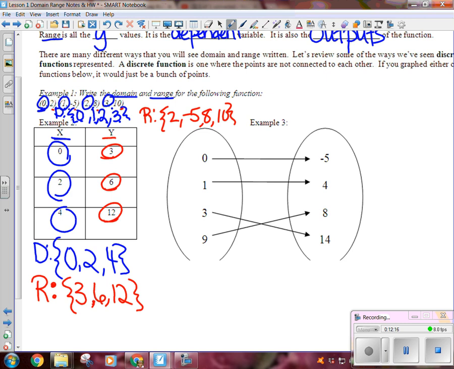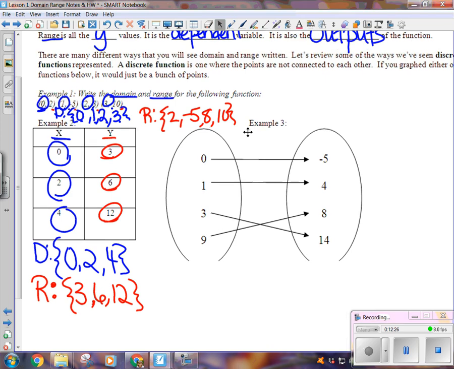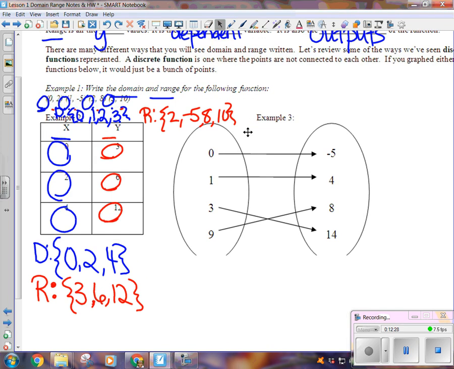Pretty easy, pretty straightforward. We want to make sure we have a good foundation, that we understand what it is. All right, moving on to example 3. This is a mapping diagram. In a mapping diagram, we have ovals or circles, with X's usually in the very first circle, Y's separately in the second circle, and then a line, or in this case an arrow, connecting which number to which number.